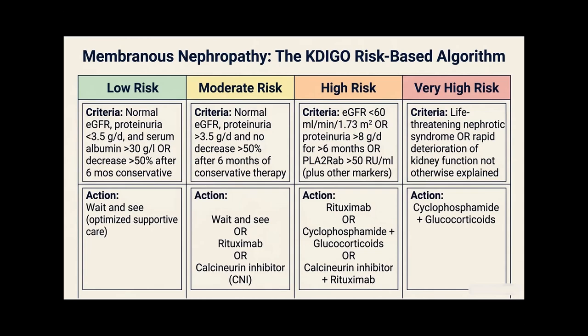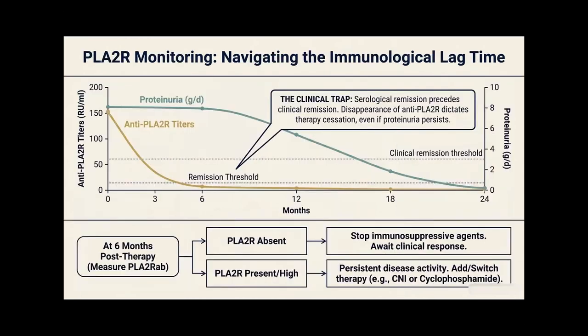Depending on the risk category of the patient, you have to wait and watch, or treat him with rituximab and calcineurin inhibitors, or treat him with rituximab plus cyclophosphamide plus glucocorticoids, or calcineurin inhibitors and rituximab, and finally for very high risk, cyclophosphamide and glucocorticoids.